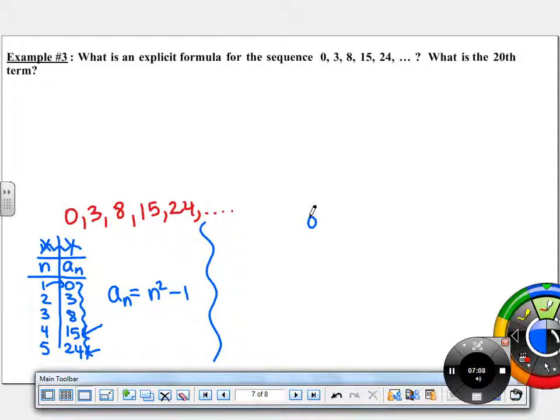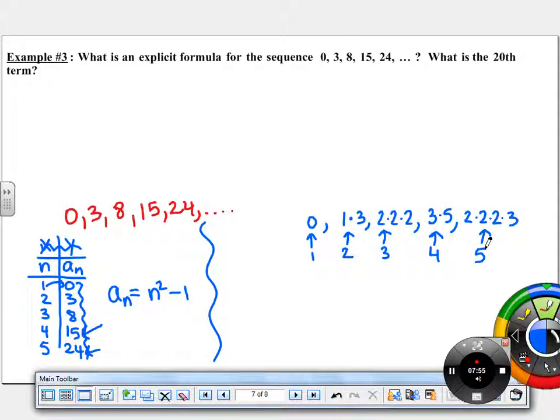Another way to do this might be to look at each term in its most factored form. So we have 0, which could be 0 times anything. 3, which is just 1 times 3. 8, which would be 2 times 2 times 2. 15, which would be 3 times 5. And 24, which would be 2 times 2 times 2 times 3. Now, I don't really see any big pattern happening there. So the idea would be that I would want to write these in a simpler way where I could try and see a pattern occurring. Keeping in mind that this is the first term, this is the second term, this is the third term, the fourth term, the fifth term.